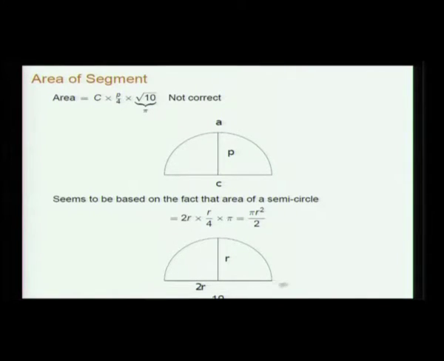So, here the base is the 2r, the diameter, and this height, the arrow is r. So, 2r into r by 4 into pi, so pi r squared by 2, that is correct, right? That is the semicircle area. So, he seems to be basing on that. So, but it is a good attempt.